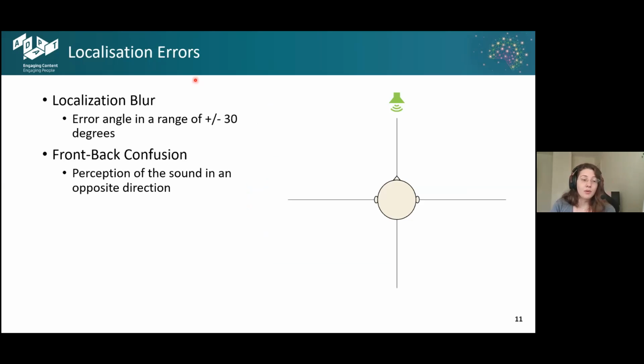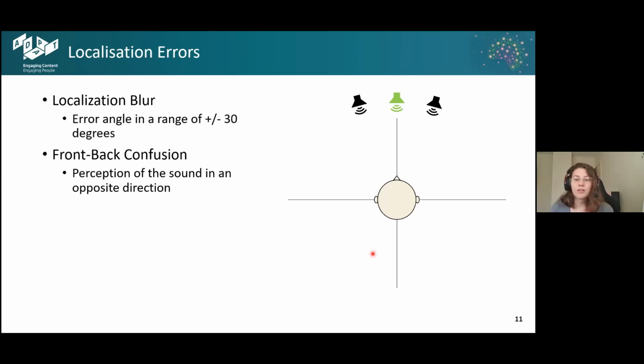when we talk about spatial audio, there's a classification of the localization errors. The first one is the localization blur. That's when you perceive the sound to be very close to the real location, in a range of 30 degrees, for example, and it can be either left or right. And there's also front back confusion, when you perceive the sound to be in an opposite direction.